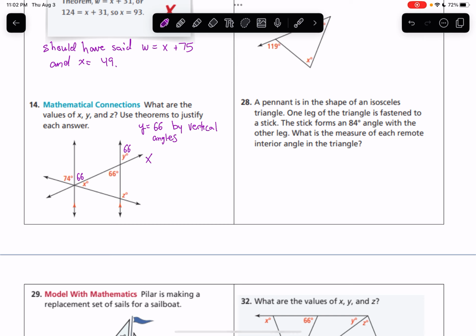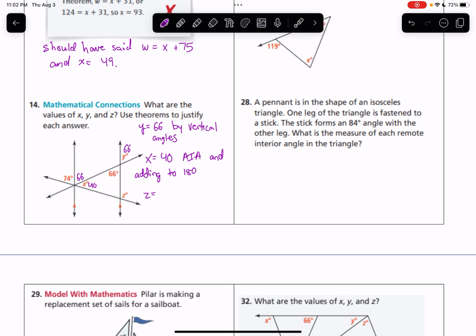So x is equal to 40 by alternate interior angles and adding to 180. Right, so if we know x is 40, then z is really easy because we can say, all right, z is equal to 66 plus 40 because z is the exterior angle. 40 and 66 are the remote interior angles of this triangle, which means z is equal to 106.